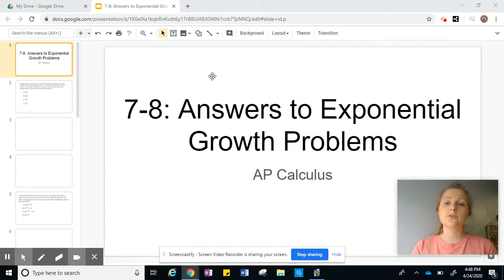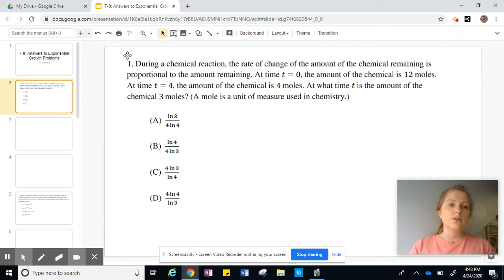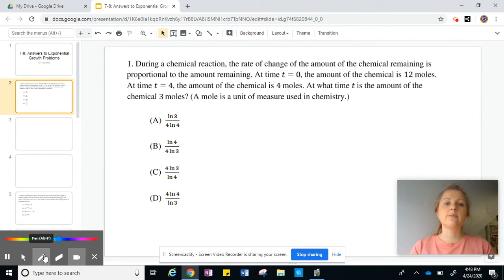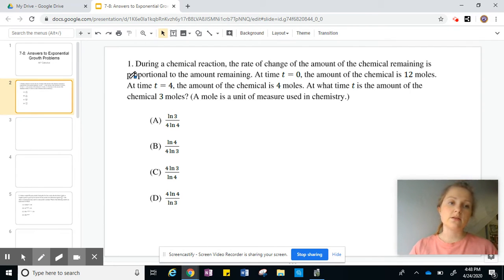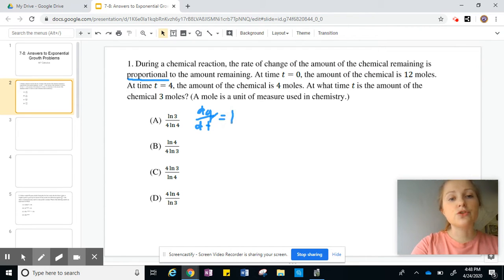All right, let's go over the answers to those exponential growth problems that we did for section 7.8. So first one, during a chemical reaction, the rate of change of the amount of the chemical remaining is proportional to the amount remaining. So a really important word that tells us what we're dealing with here is proportional. So I'm going to use Y for the amount of the chemical. So we know the rate of change of the amount. So that's dy dt is proportional to the amount remaining.